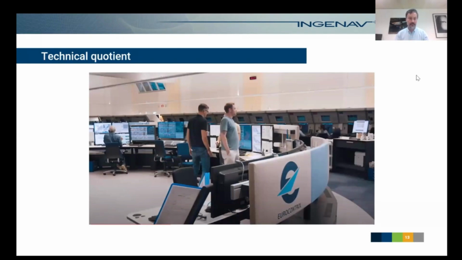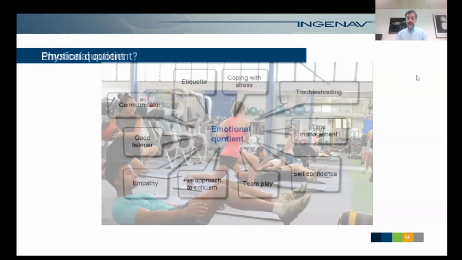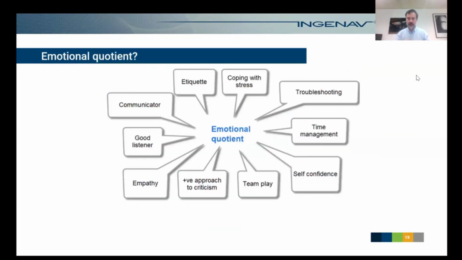And if we go to air traffic control, I've already mentioned, we have a technical quotient, we have a physical quotient, and we have all this: time management, self-confidence, team play, approach to criticism, empathy, listening, communicating, etiquette, being a professional, coping with stress, troubleshooting. And if we ask ourselves, how much of this do we do in formal training in ATC? Yes, we have good procedures, we have good equipment, we are trained to become good controllers, to identify the situations, to apply procedures to them. But how much are we really trained, apart from maybe human factors theory, about how to be humans within the system and act as humans with other humans within a team?